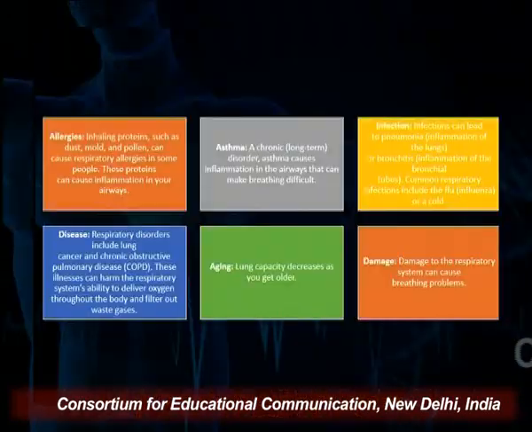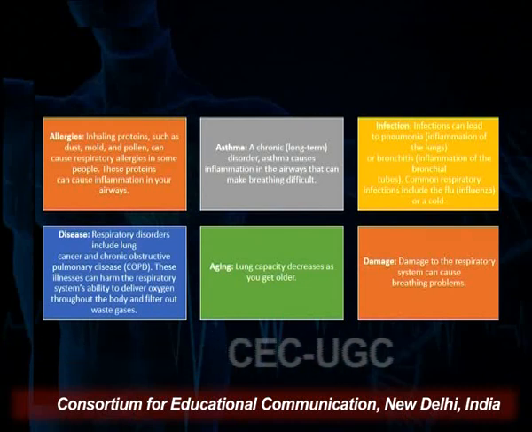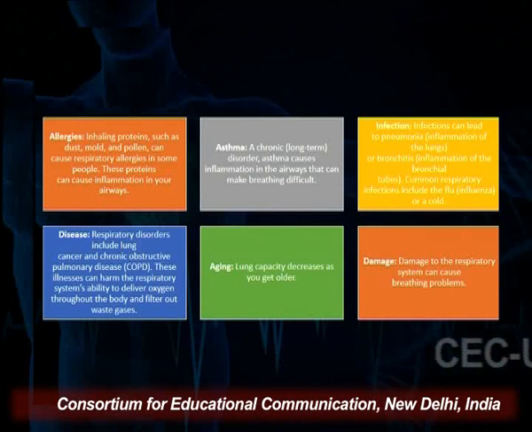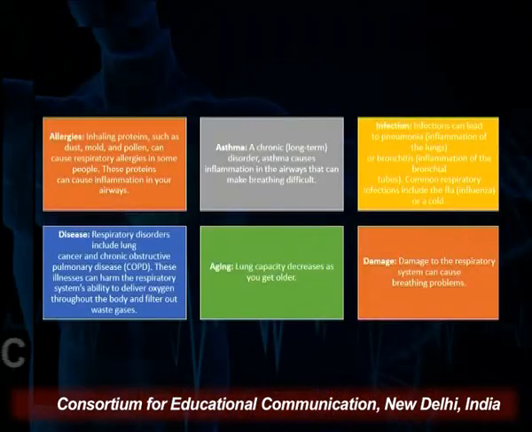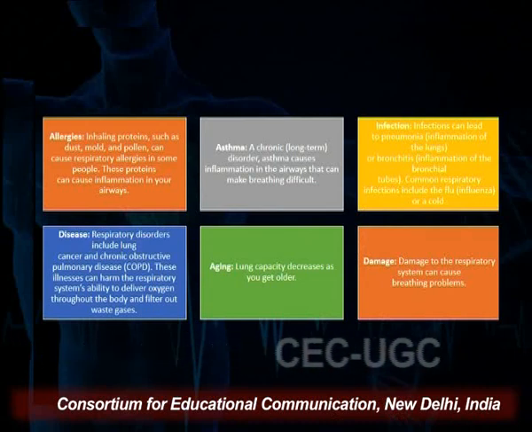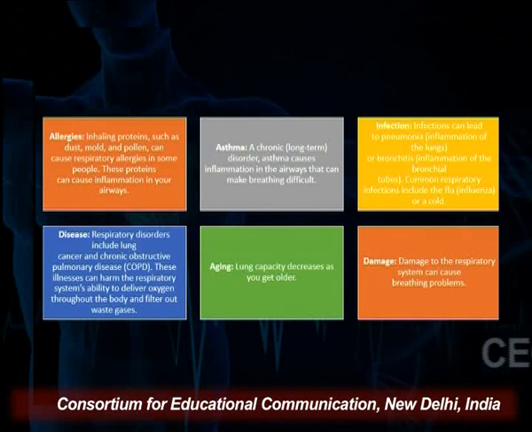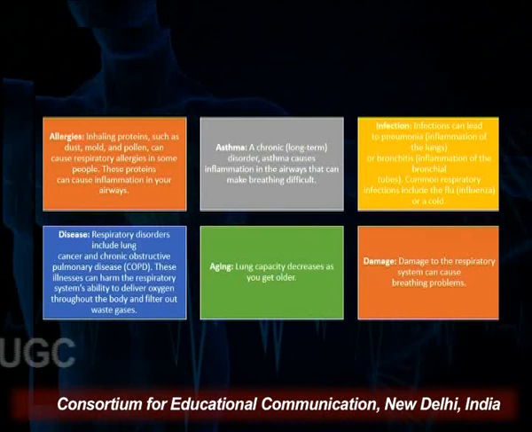These are the problems. First is allergies. Second is asthma. The next one is infection, diseases, aging and damage. So let's start with allergy. When our body has some kind of allergy which irritates our nose, that inflammation can affect respiration.